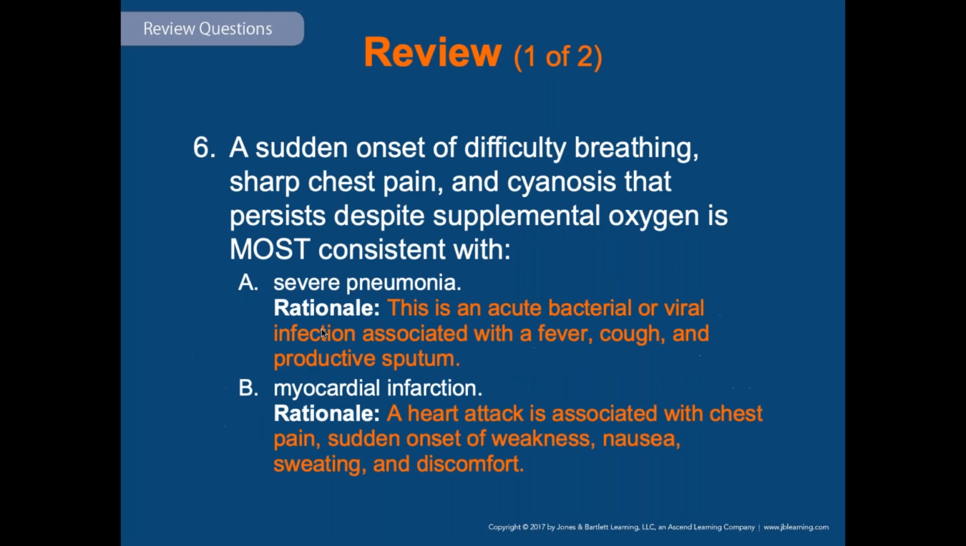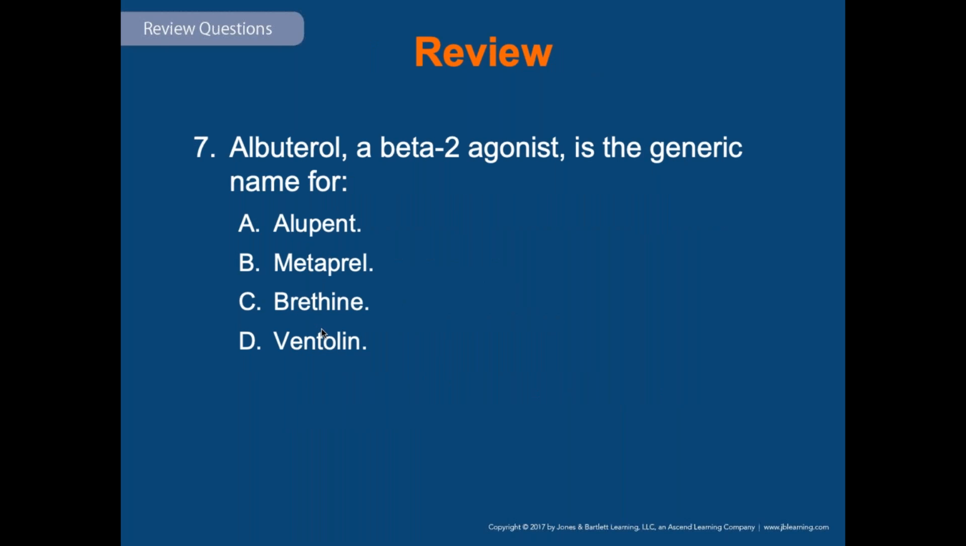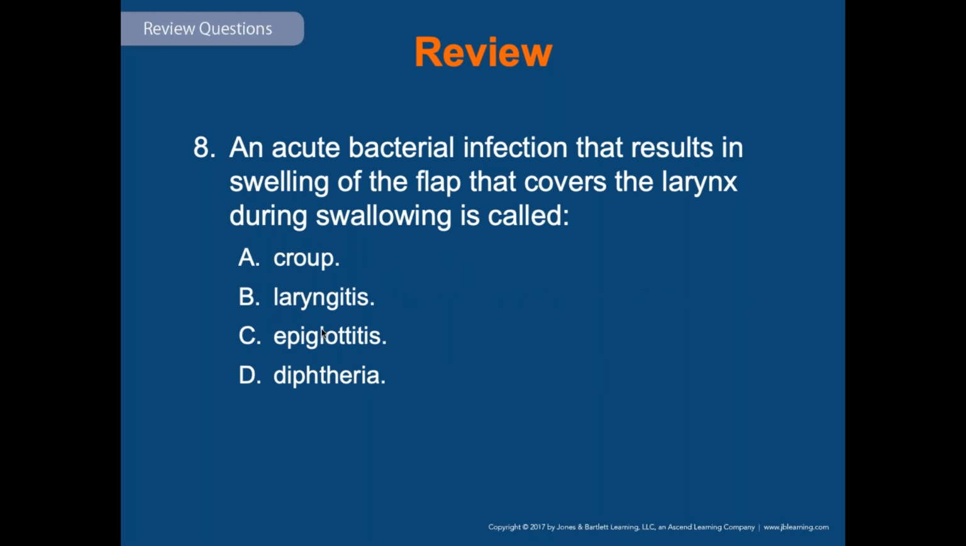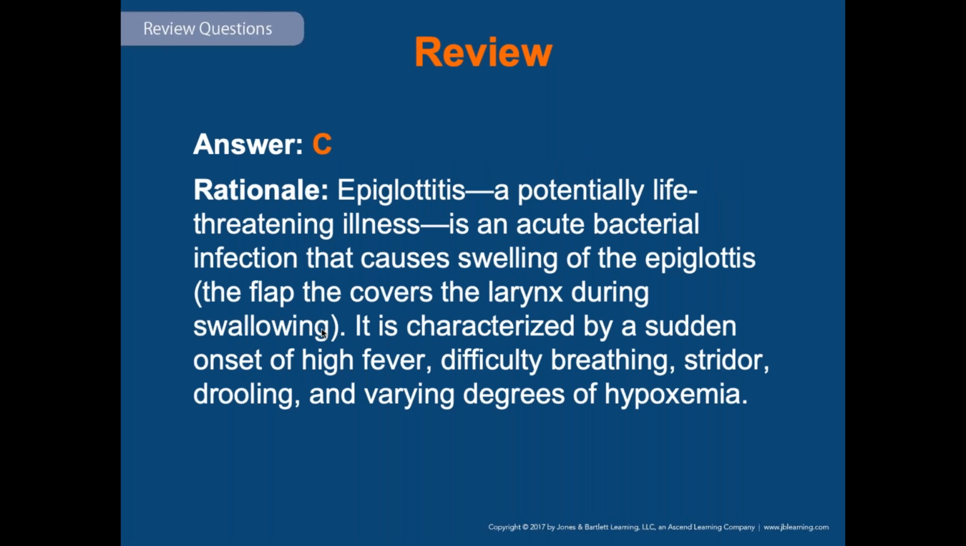So C. Number 7, albuterol is a beta-2 agonist. It is the generic name for what? Number 8, an acute bacterial infection that results in swelling of the flap that covers the larynx. All right, epiglottitis. Nice. That's a quick one.